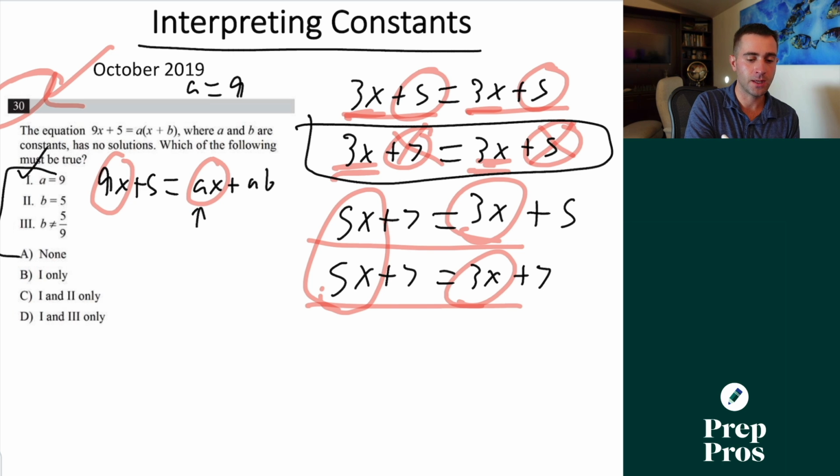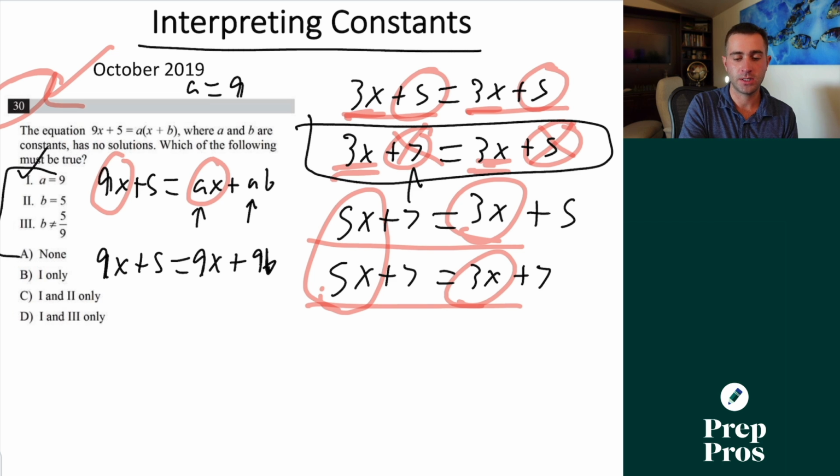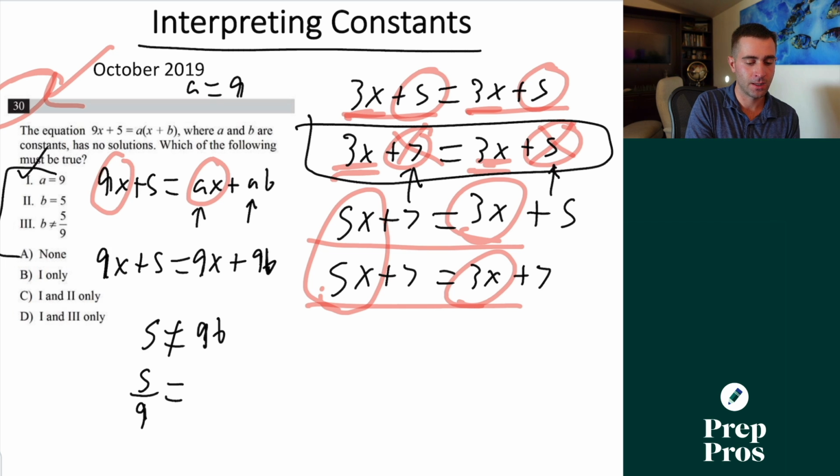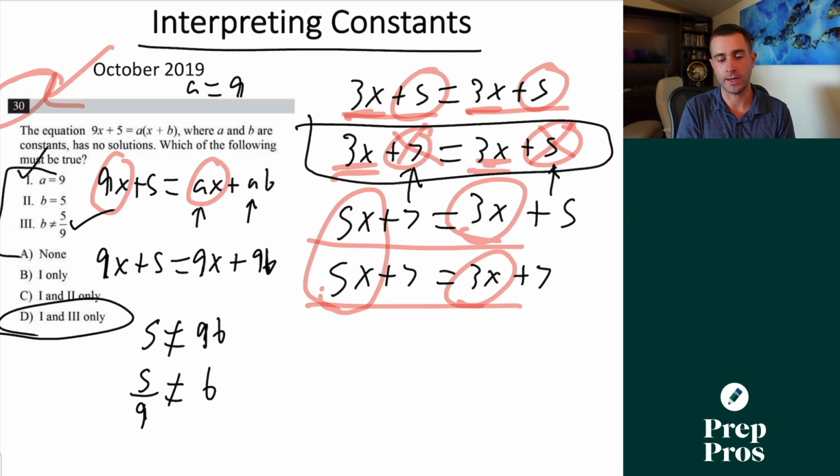So now we can resubstitute 9 back in for a in this equation. So we can rewrite this as 9x plus 5 equals 9x plus 9b. And now we get to our second step. Our second step for no solutions is that our numbers, or our intercepts, must be different. Therefore, what must be true is that 5 cannot equal 9b. Therefore, 5/9 cannot equal b. And that's going to tell us that 3 must also be true. Therefore, 1 and 3 are going to be our correct answers here.